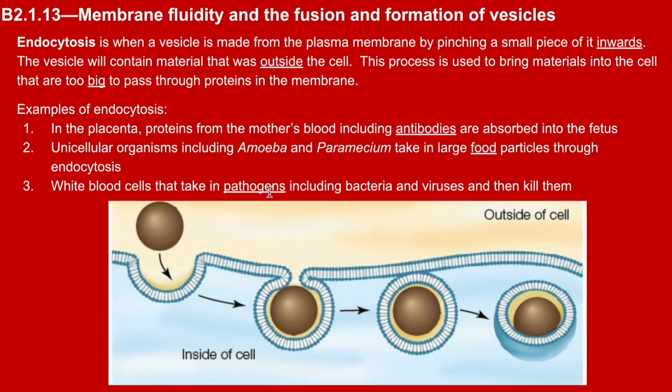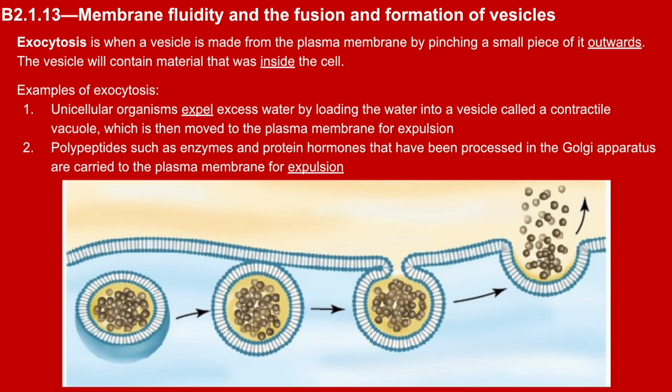And then white blood cells are going to be engulfing pathogens in this manner, and those vesicles containing pathogens can fuse with lysosomes containing digestive enzymes, and those pathogens can get broken down. Now, this is endocytosis. Endo is a prefix meaning in. So the opposite also can exist. Exocytosis is where we go out, we exit.